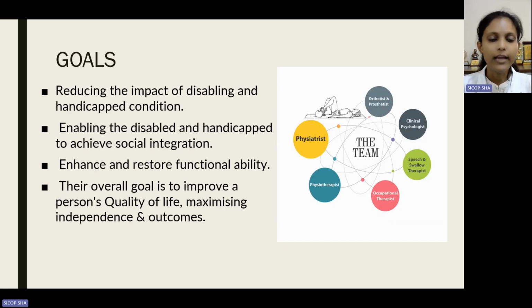So now, what are the goals of the rehab team? The rehab team helps in reducing the impact of disabling and handicapping conditions by making the person independent. Then they enable the disabled and handicapped to achieve social integration, that is, to move and live freely in society and to actively participate in it. They enhance and restore the functional ability; the functional needs the patient has are restored by the rehab team. And their overall goal is to improve a person's quality of life by maximizing independence and outcomes.